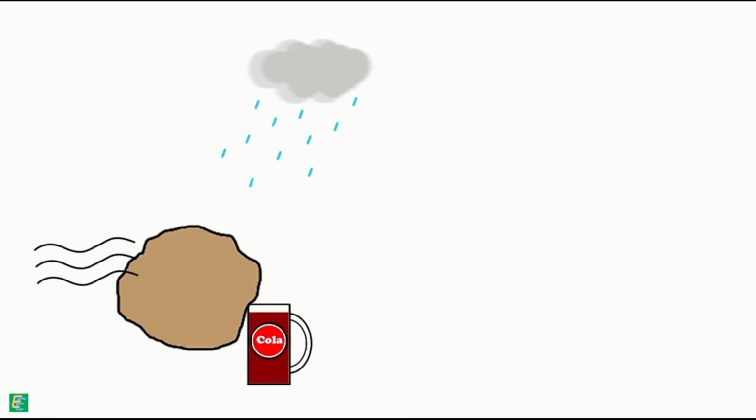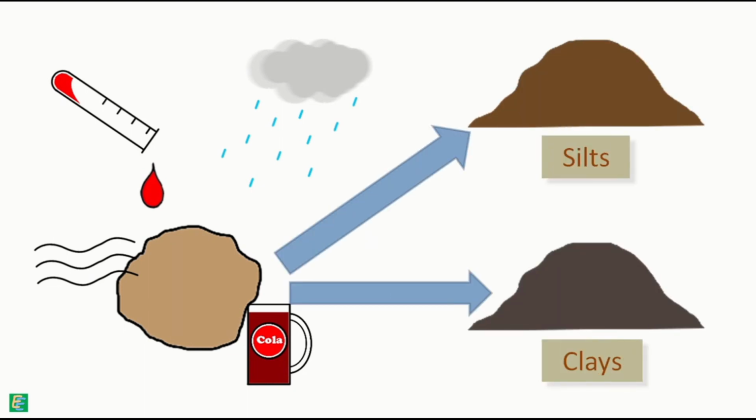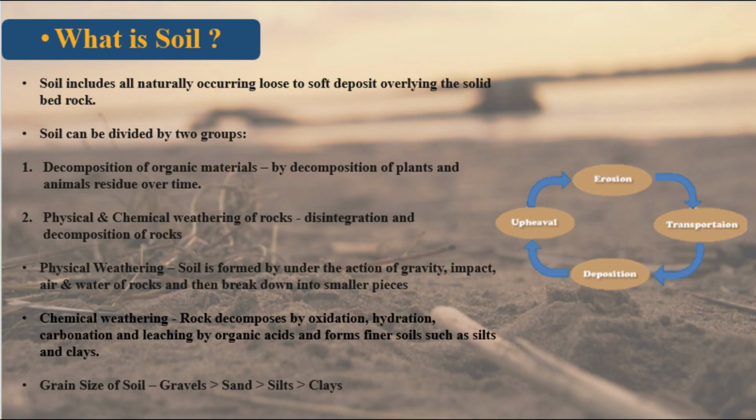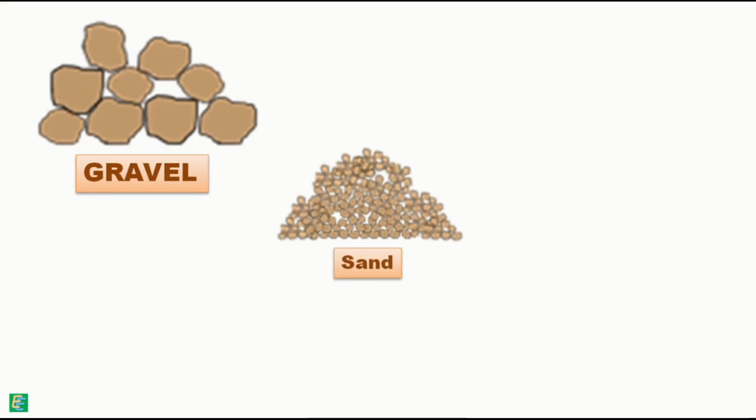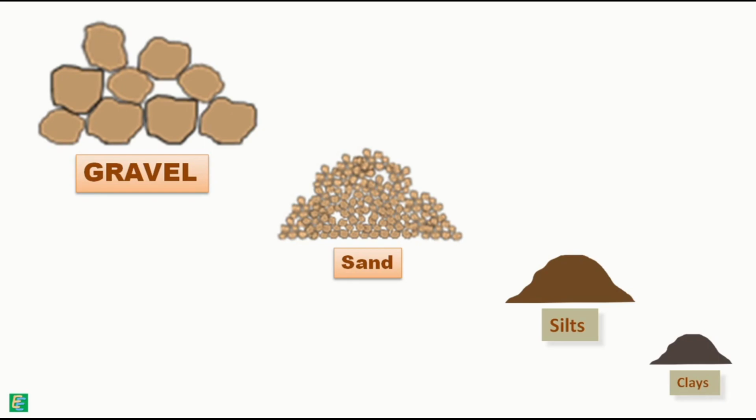On the other hand, in chemical weathering, rock decomposes by oxidation, hydration, carbonation, and leaching by organic acids and forms finer soil such as silt and clay. Silt is defined as coarser than clay. On the basis of grain size, we can arrange these soils by gravel having the largest grain size. After that, sand has relatively smaller grain, and then comes silt, and lastly, the clay has the smallest grain size.